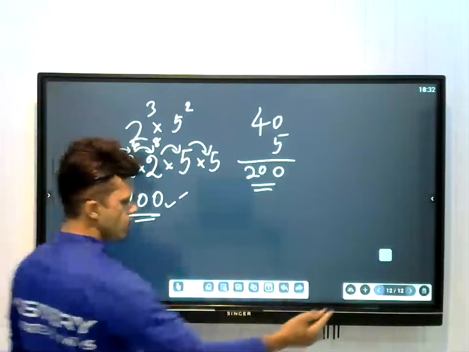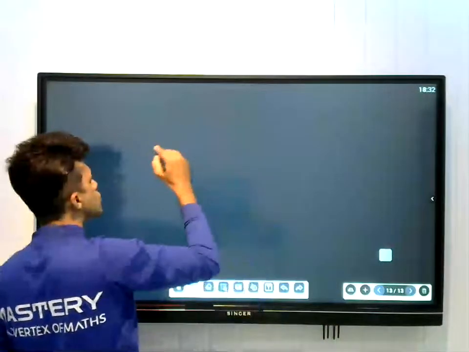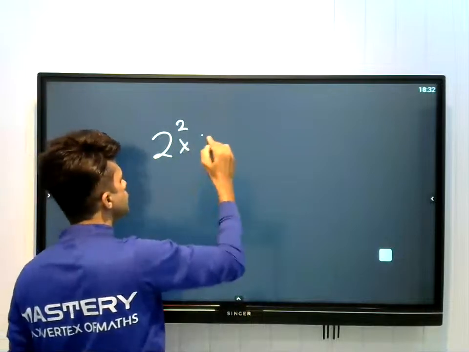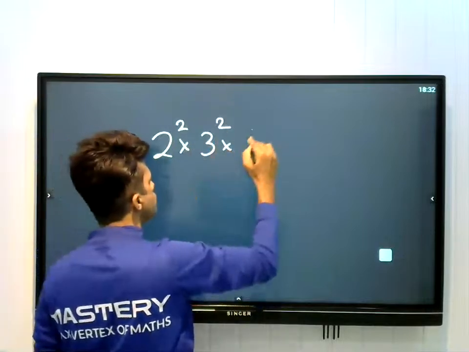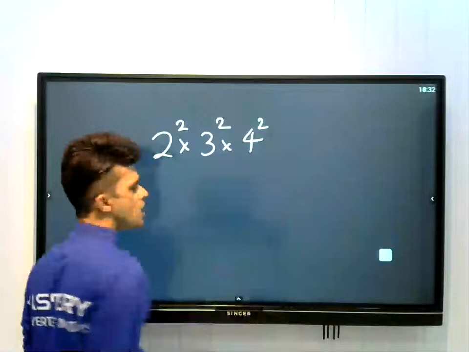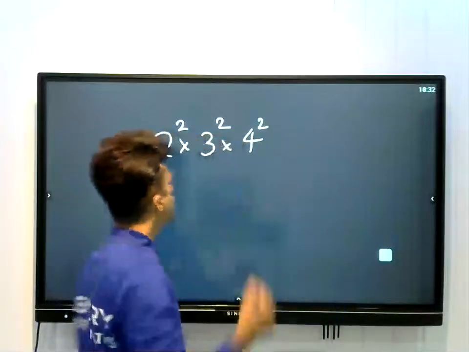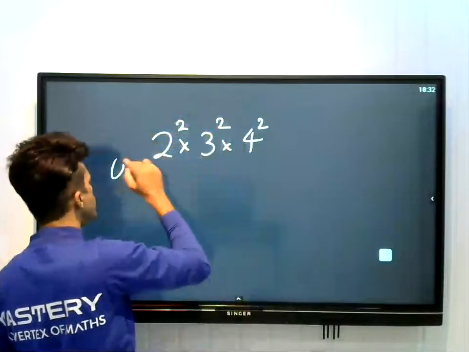Next, 2 to the power 2 into 3 to the power 2 into 4 to the power 2. Find the value. How can you find the value of this type of one? So here 2 to the power 2 means 2 into 2.